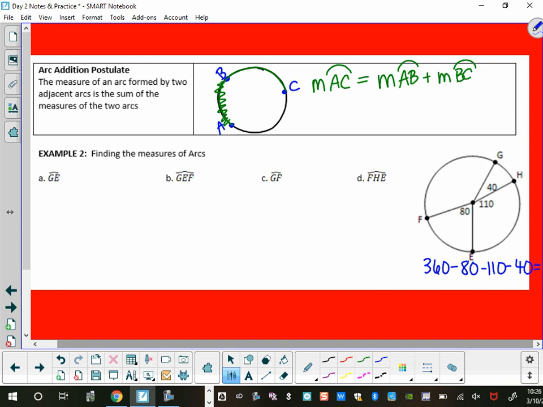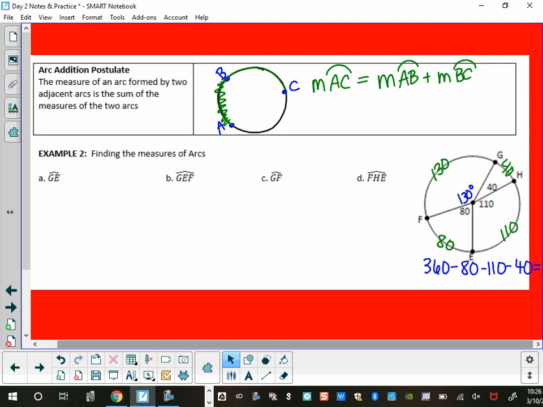You get 130? Good. Write that in there. That's 130 degrees. So now I know whatever my angles are, my arcs are the same exact thing, because it is going to equal 360. Alright, so now we can fill this out.